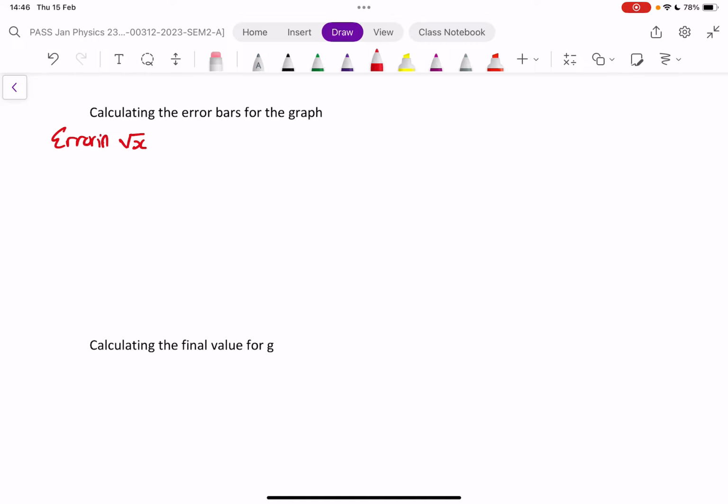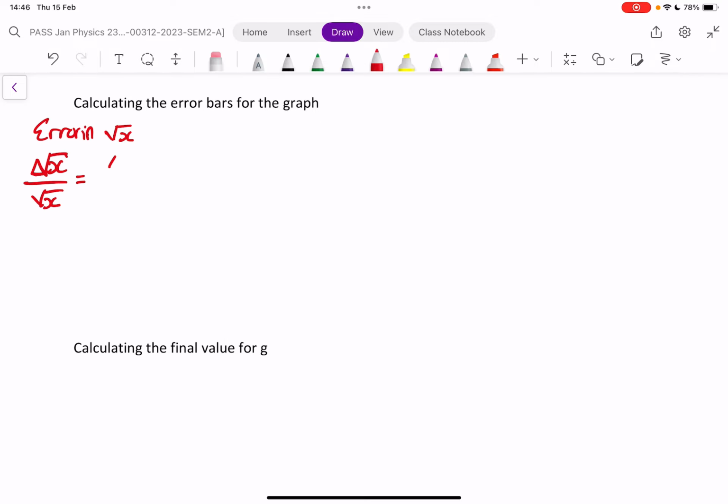Right. Now, we use the equation for this. So the error in the square root of x over the value of the square root of x is equal to what we calculated it from. So this is the same as where we'd get combining errors from, but we're not combining any errors. We're just literally saying, okay, this came from delta x, so it's delta x over x.